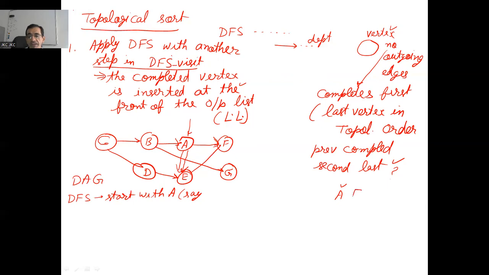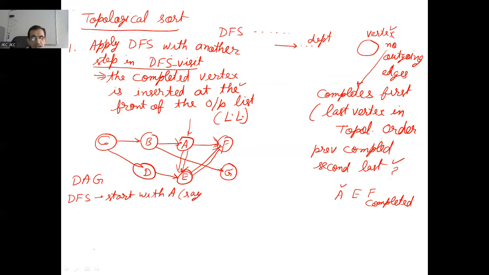From A, I went to E. From E, again, I will go to some outgoing edge. E has only this outgoing edge. I will go towards F. Going to F, I have no outgoing edge. And you can see F is effectively the last vertex. It has a lot of prerequisites, but F is not a prerequisite for anyone. So after this, F gets completed.